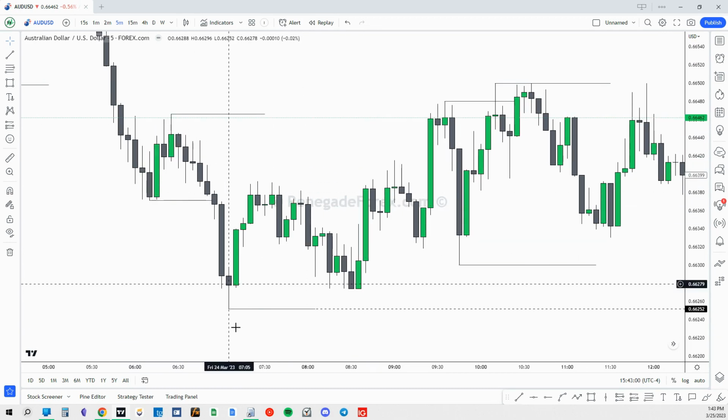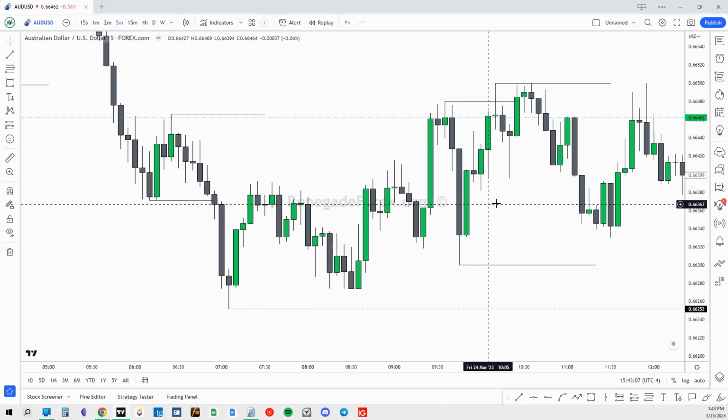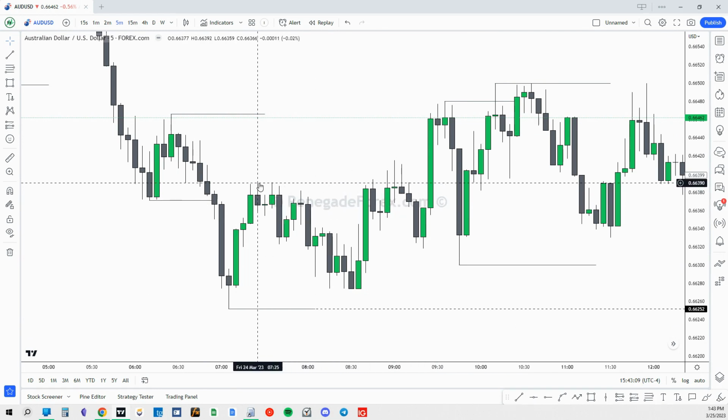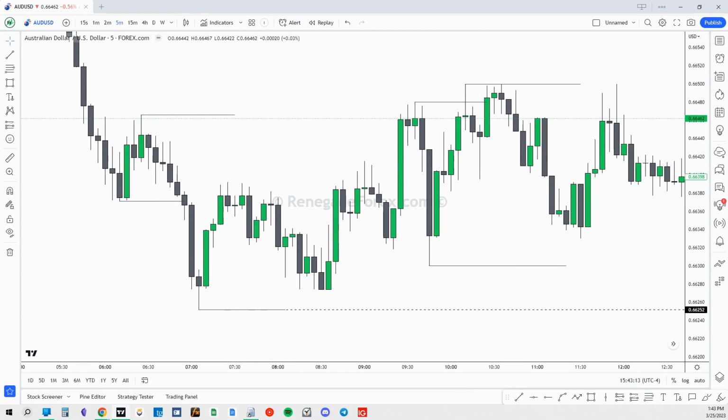Basically the pullback, continuation, break of structure defines a newly created range here. And yeah, it's the same thing over and over again. You can go through your charts and mark that up, and I'll leave this video here and we'll see you in the next one.